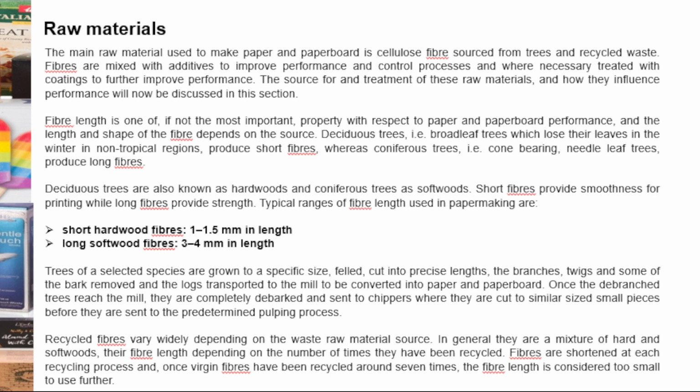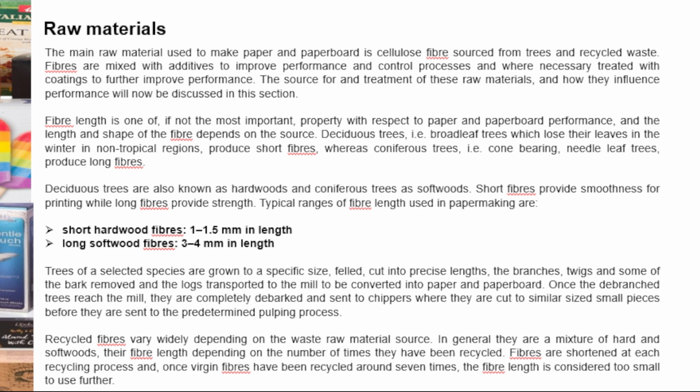Trees of a selected species are grown to a specific size, felled, cut into precise lengths, the branches, twigs, and some of the bark removed, and the logs transported to the mill to be converted into paper and paperboard. Once the debranched trees reach the mill, they are completely debarked and sent to chippers, where they are cut to similar sized small pieces before they are sent to the predetermined pulping process.